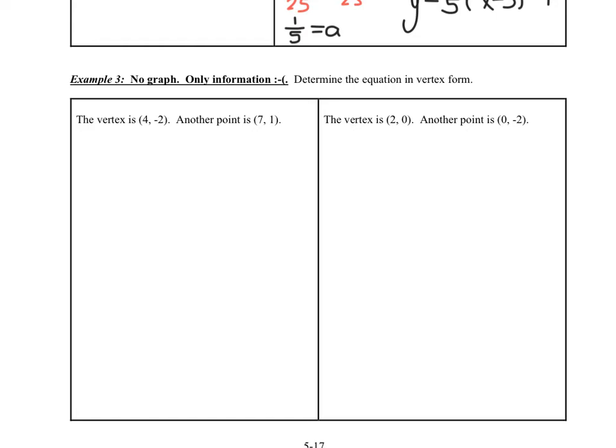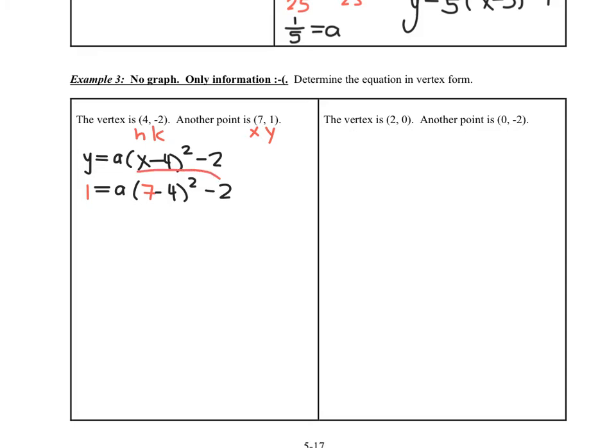There are also scenarios where you're not given a graph at all, and you have to rely on the vertex and the other point. So here, the vertex is 4, negative 2, so that's my h, and that's my k, and I have another point which is going to represent my x and y. I like to start by just plugging in the vertex first. So x minus 4 squared minus 2, again, don't forget the exponent. And now I'm going to plug in my point, so 1 for y, 7 for x, and now I start simplifying.